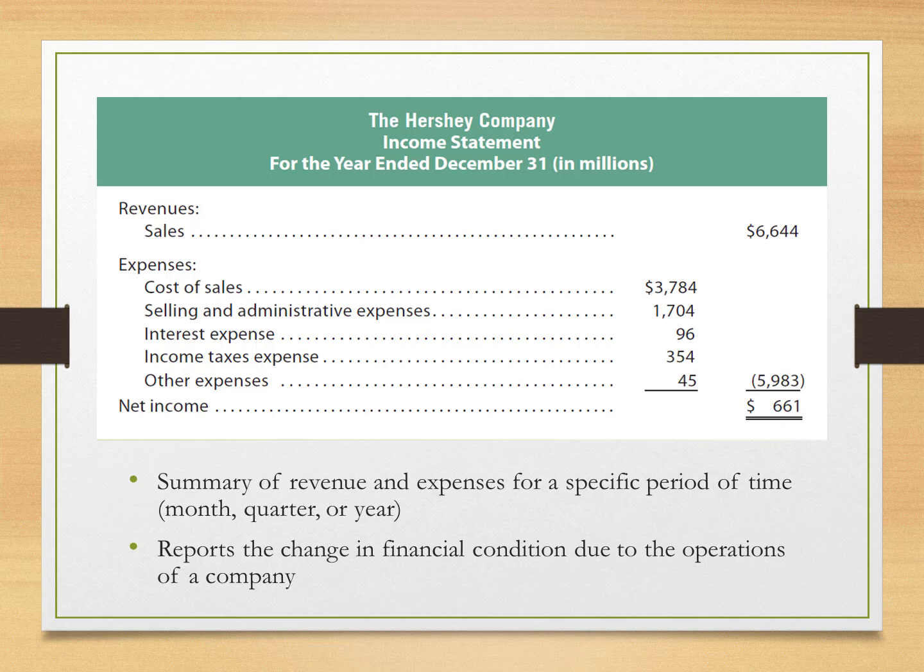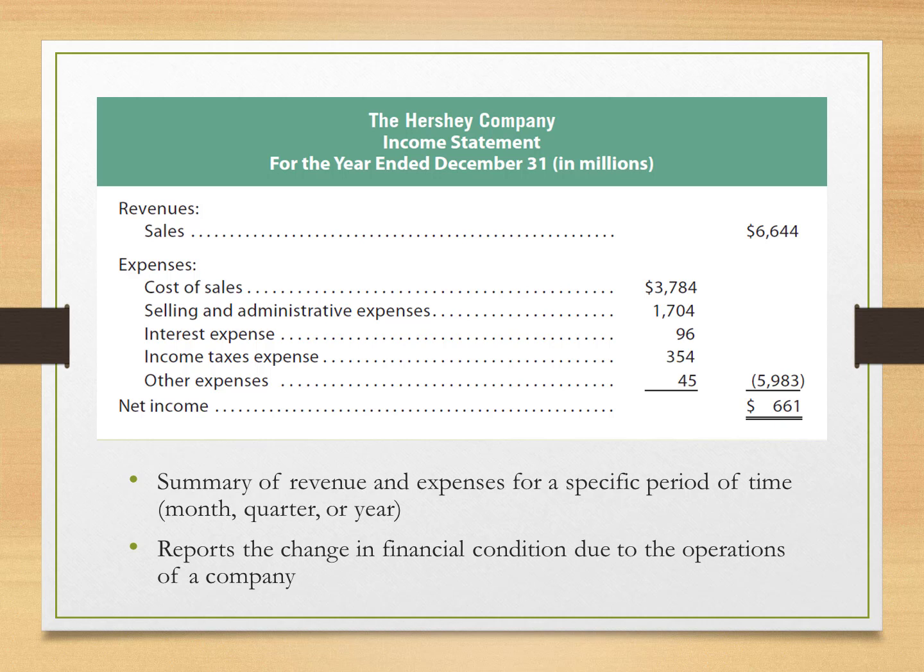Let's talk specifically about the income statement. Income represents revenue minus expenses. You notice here we have sales or revenue. You may see this as fees earned in a service organization. We have revenue of $6,644. We then list all of our expenses.